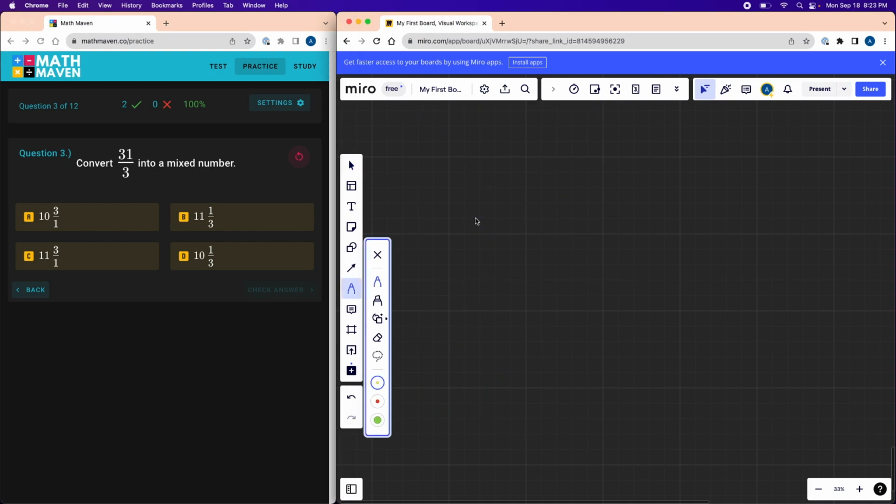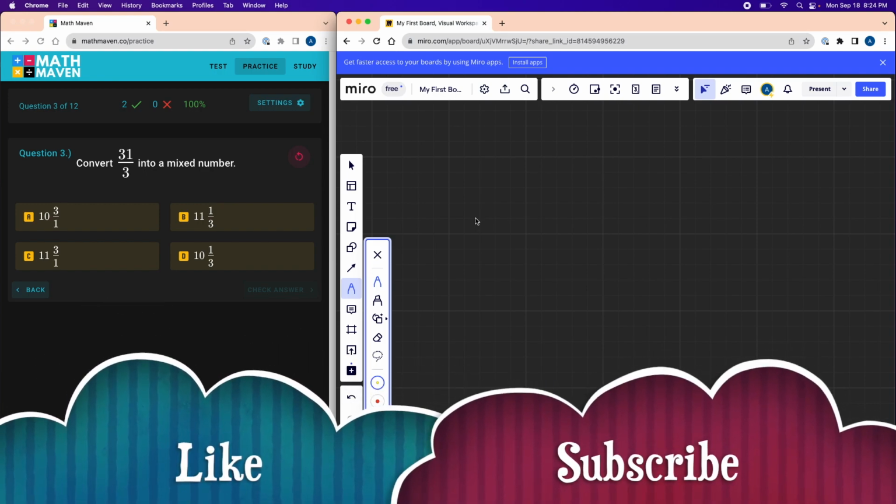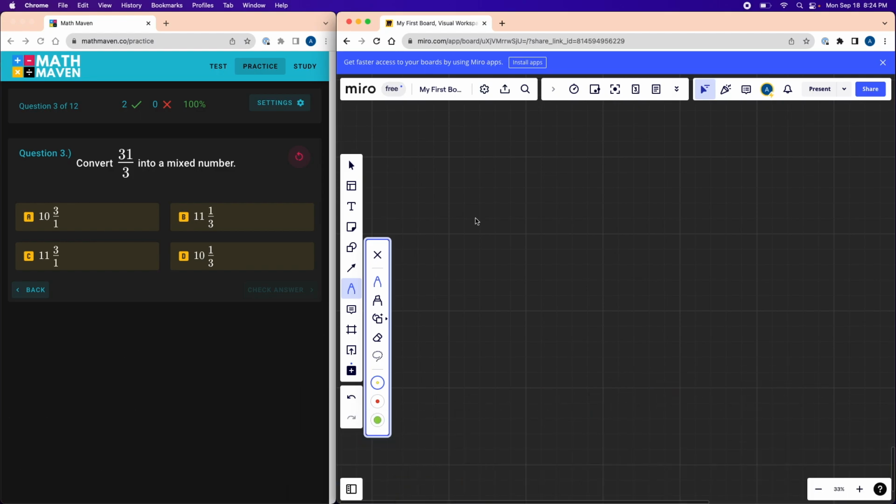Let's see, question 3. Convert 31/3 into a mixed number. So press pause and try this one out on your own. Alright, let's go through this one together now. Converting an improper fraction into a mixed number, all you need to do is ask yourself, how many times can that denominator go into the numerator? In this case, we know that 3 should be able to go into 31 at least 10 times. Why? Because 10 times 3 equals 30. So we know we can get 10 whole things out of this fraction.